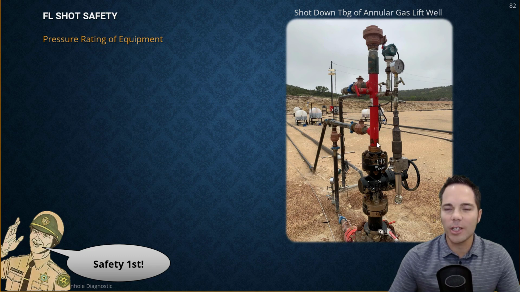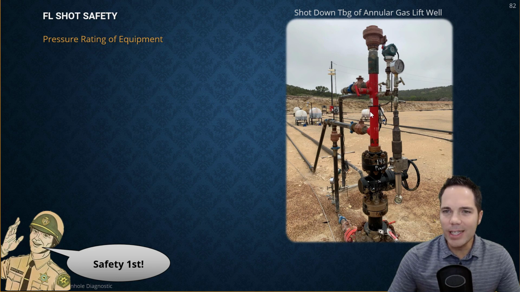And if you're taking a fluid level shot on a gas lift well, you're going to be shooting down the side where the gas is injecting. Typically on a gas lift well, you're injecting down the annulus, producing up the tubing. This one is injecting down the tubing, producing up the annulus because it's a new well with a high production rate. So anyways, there was no easy way to connect to this particular well.